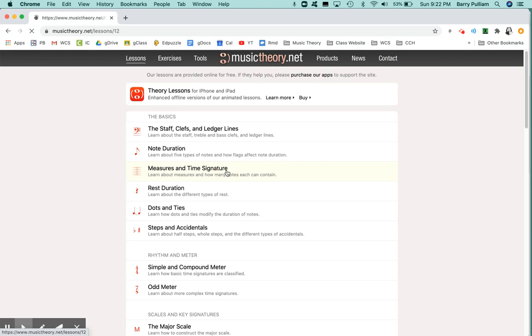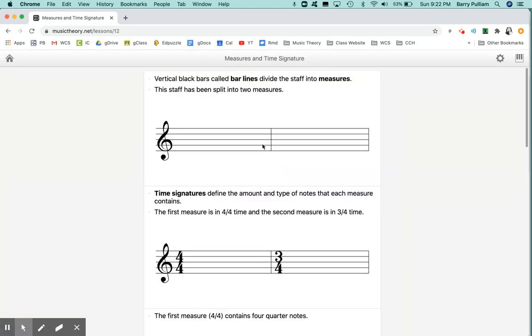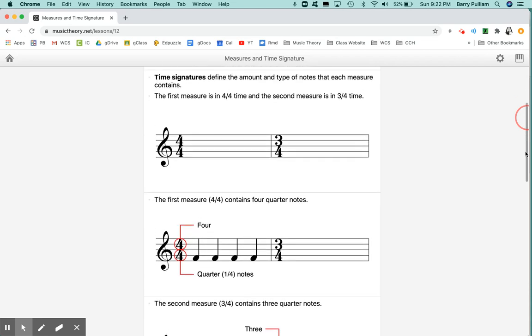We're not going to worry about note duration right now. We will worry about measure and time signature. We've discussed bar lines previously. This is just an easy way to study and be reminded. Time signatures, we've discussed previously: 4/4 and 3/4. I believe we've discussed them previously. If not, we're discussing them now.